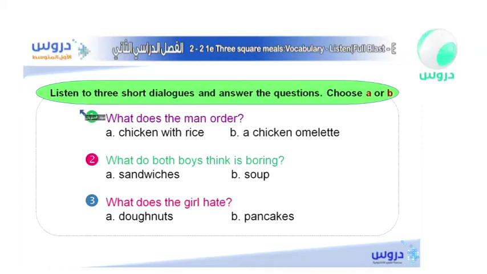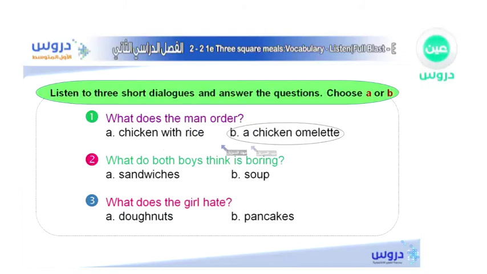Okay, the answer will be? That's right. Wonderful. Yes, the answer will be B. And why did we choose B? Why did we choose chicken omelet? Because what did the man say in this one? He said, have you got chicken? And they said, yes, we've got chicken with rice and chicken with pasta. Then he said, no, not chicken with rice nor pasta. He said, I would like an omelet. He wanted chicken. He wanted an omelet. So they said, we have chicken omelet, which are both of the things that he wants.